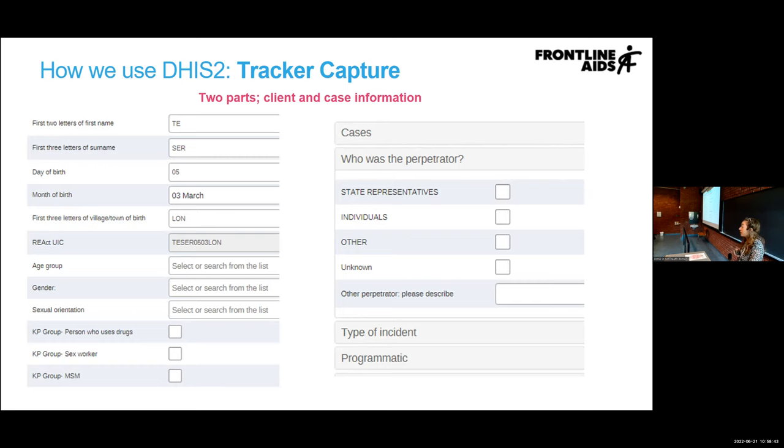For example, at the moment, we're looking particularly at the role of police as a perpetrator to do a global human rights report. This means that we want to ensure wherever possible, our data elements and our indicators are standardized across all countries.